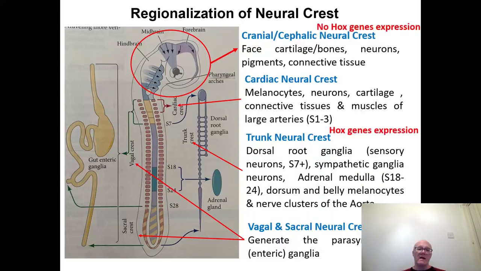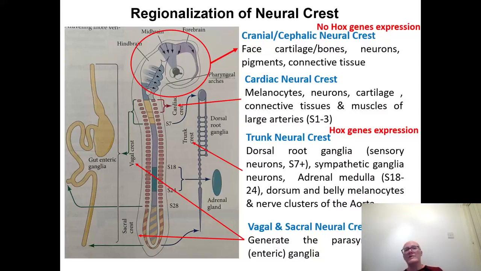So why is it that some neural crest can form bones while others don't? Well, this is due to expression of Hox genes. The more anterior neural crest, so the cranial and the cardiac neural crest, do not express Hox genes, while the more posterior, the trunk neural crest, for example, do express Hox genes, and therefore, because they express Hox genes, they are inhibited in producing cartilage and bones.